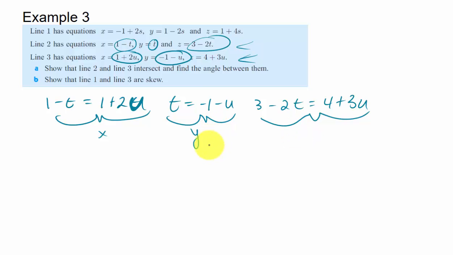Then we can simplify. And this time I think I'm going to use substitution. I'm going to solve for t. So the 1's are going to cancel, and then I'm going to get negative 2u.